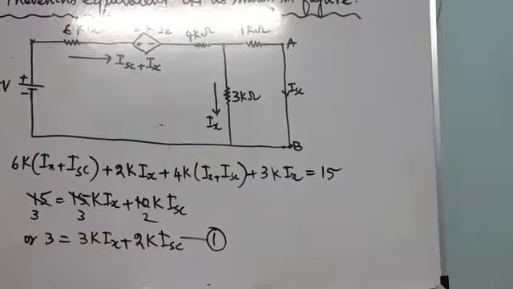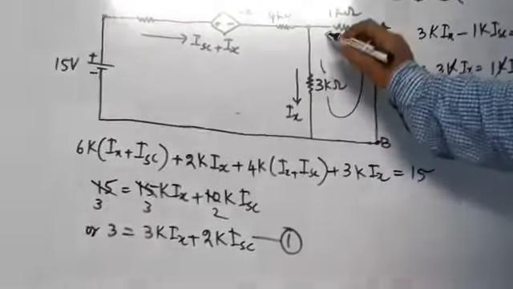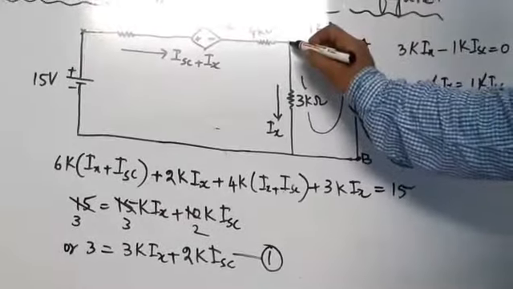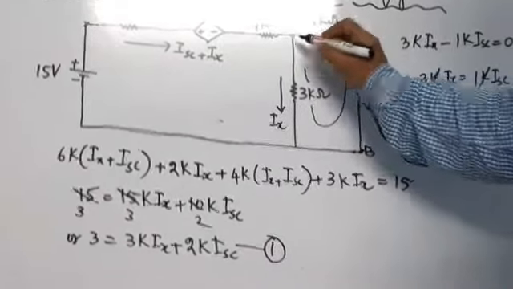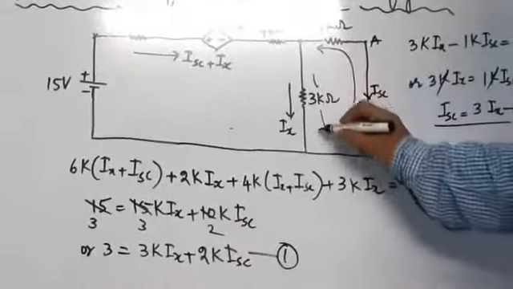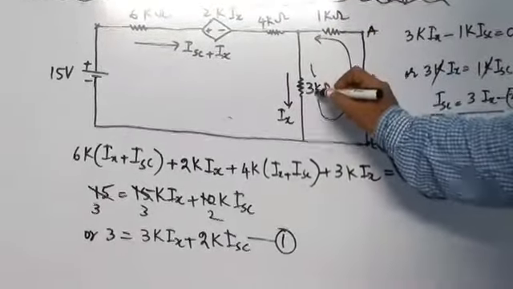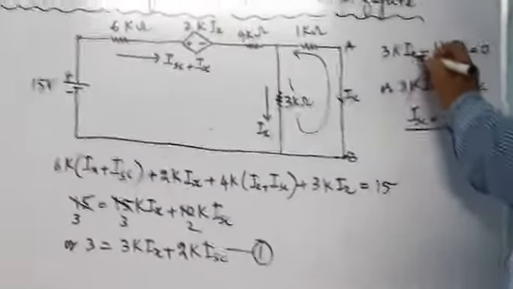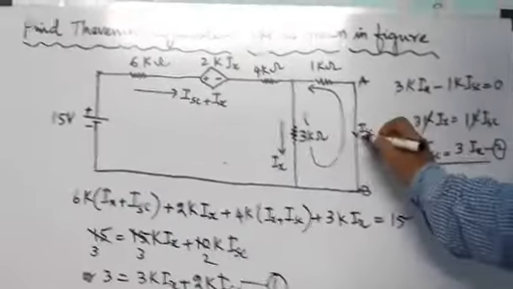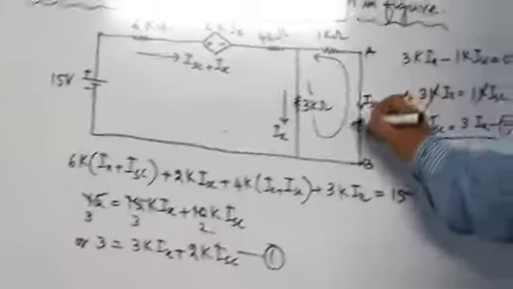Okay. Now in the second loop, the direction of current I will go like this, from this point to again ending this point. That means current will flow like this. So from here I will start. So 3 kilo Ix current is there, so 3k Ix, that is positive.